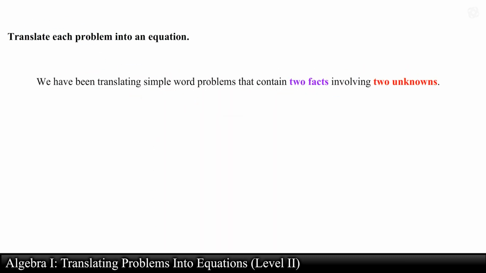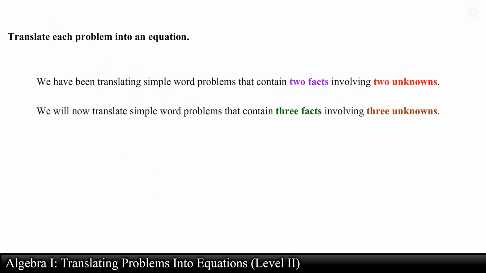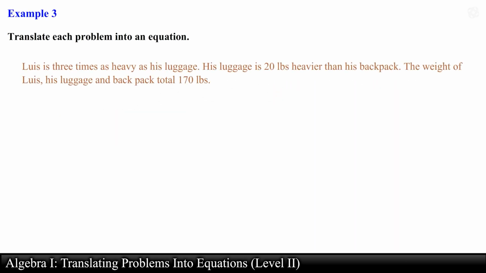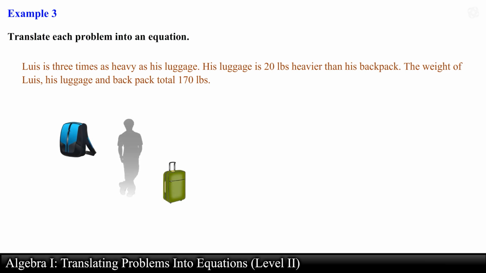Alright, up to this point, we have been going over examples that contain 2 unknowns. Now let's try some examples that contain 3 facts about 3 unknowns. Louis is 3 times as heavy as his luggage. His luggage is 20 pounds heavier than his backpack. The weight of Louis, his luggage, and backpack total 170 pounds. In this example, we actually have 3 unknowns as opposed to 2 unknowns, like in the previous problems. Regardless of the number of unknowns, the procedure is essentially the same.